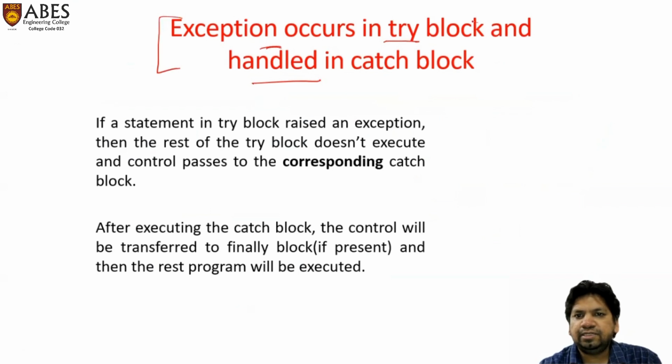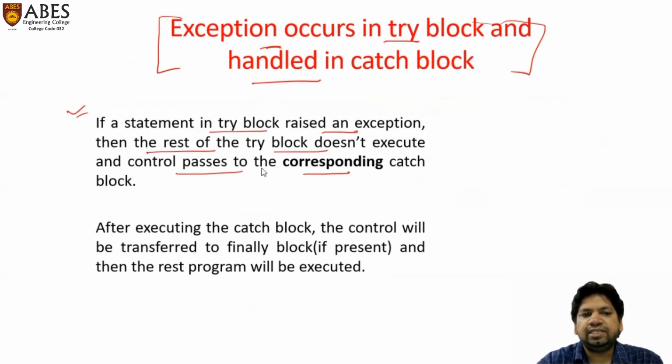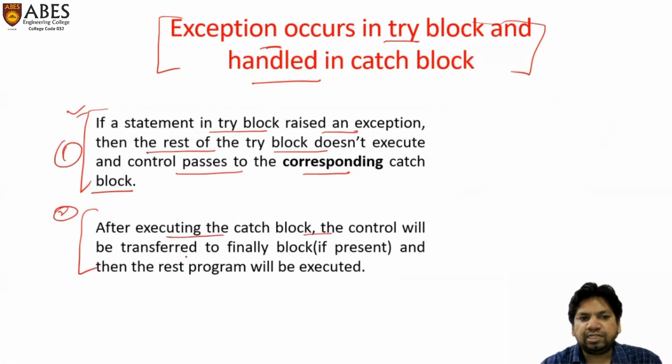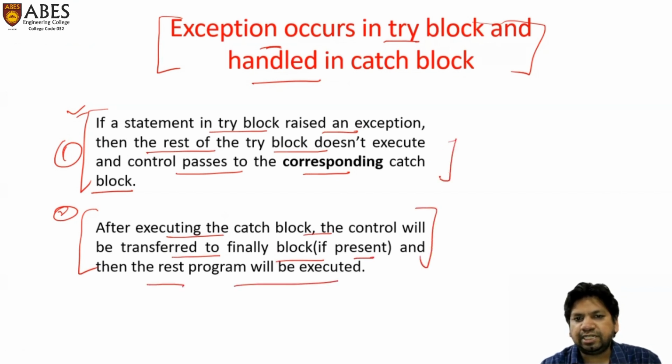This is an important concept. If a statement in the try block raises an exception, then the rest of the try block does not execute, and control passes to the corresponding catch block. This is the first part. In the second part, after executing the catch block, control is transferred to the finally block if present, and then the rest of the program will be executed.